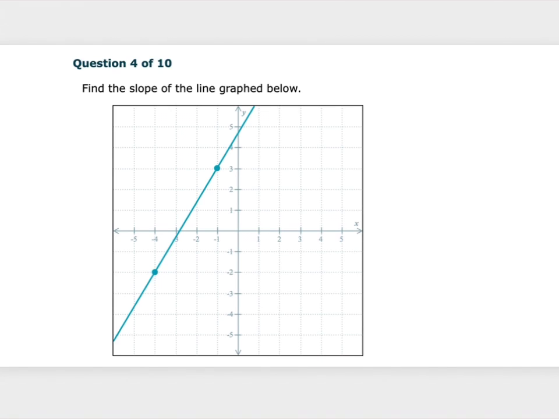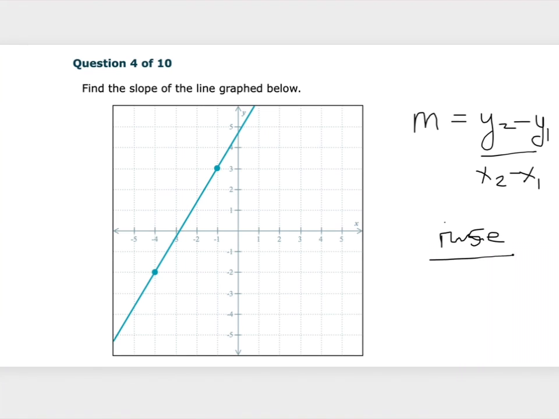Question 4. Find the slope of the line graph below. Okay, now remember, slope is y2 minus y1 over x2 minus x1. We're going to do this two ways. Slope is also the rise over the run.